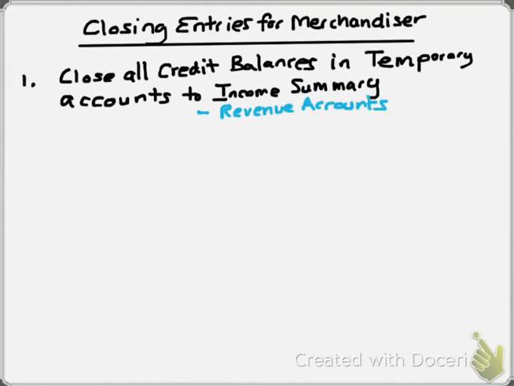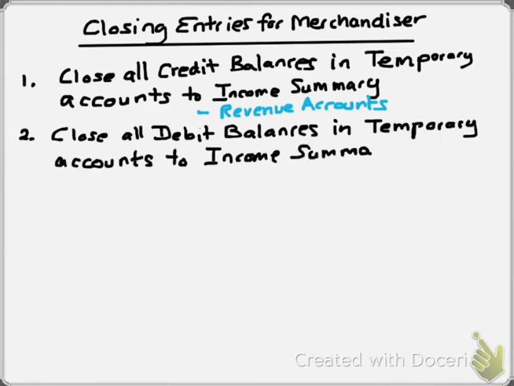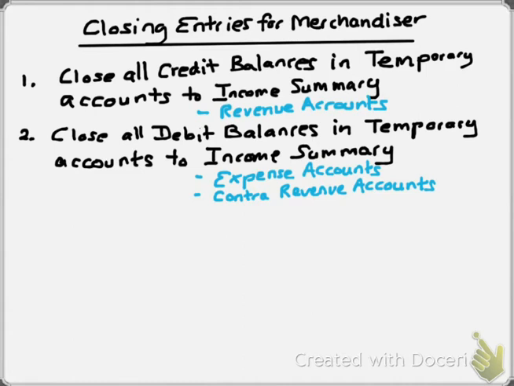Step 2 says close all debit balances in temporary accounts to income summary. Earlier, we only had expense accounts that had debit balances, but this time we have some more. If you remember, our cost of goods sold, which is new, is an expense account, and along with all our other expense accounts, it gets closed out to income summary. Also, we have our contra revenue accounts that have debit balances. So we're going to close out our two contra revenue accounts, which are sales returns and allowances, as well as sales discounts. So for a merchandiser, we're going to close out our expense accounts, including cost of goods sold, and our contra revenue accounts together to income summary in step 2.